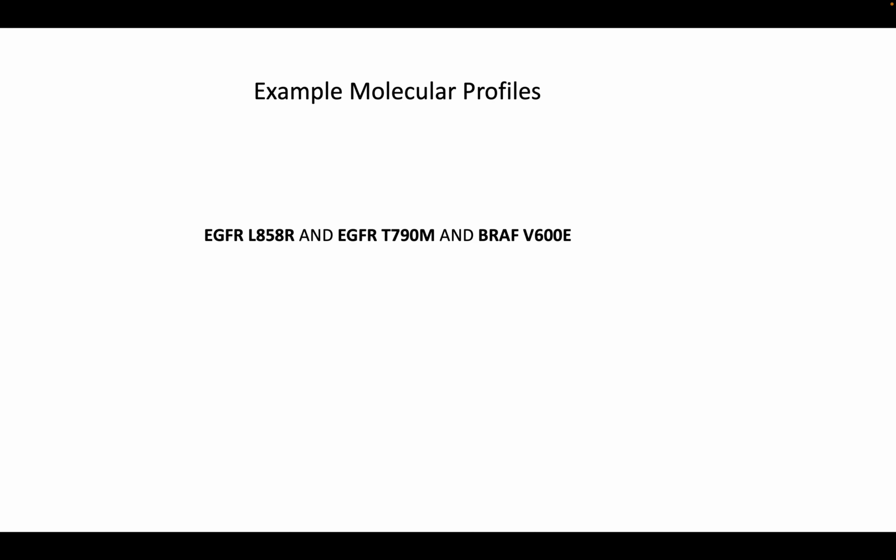Now let's take a look at how we can write a few example molecular profiles. We'll start with the one we already took a look at, namely the EGFR L858R and EGFR T790M and BRAF V600E combination, which together constitute this molecular profile.